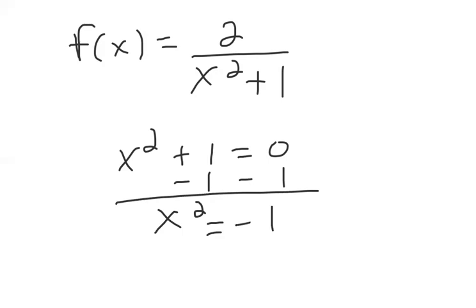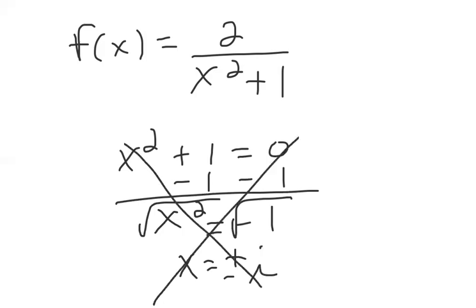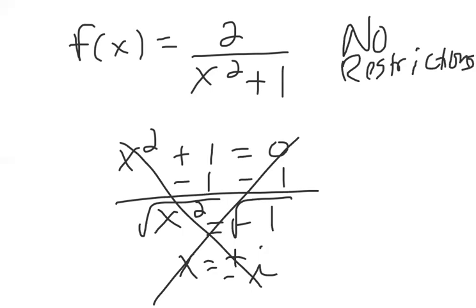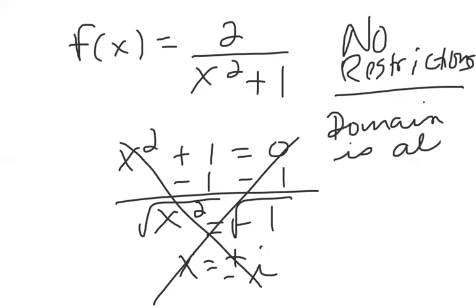You take the square root of both sides. What do you get? You get some imaginary values. How in the world are you going to graph imaginary values? You can't. So this one, guys, has no restrictions. So when they ask you for the domain, you would say the domain is all reals.